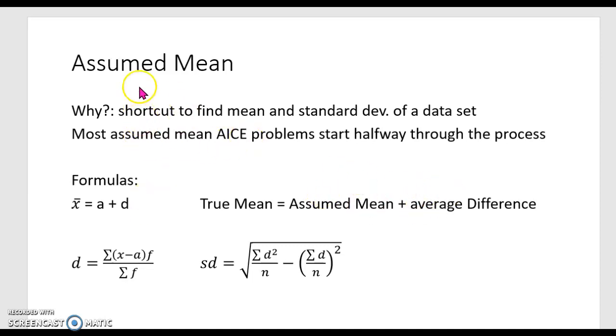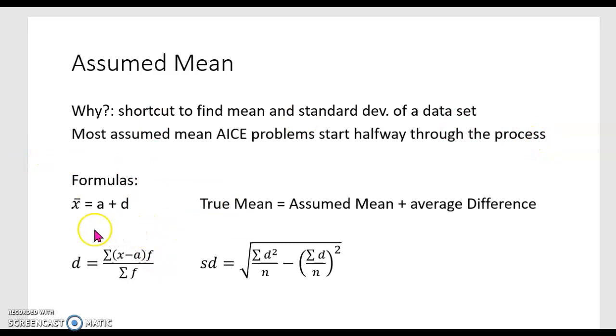Okay, so why are we doing this? The assumed mean is simply a shortcut, an easier way of finding the mean and standard deviation of a data set. The idea is you look at the data values and just estimate a number you think could be the mean. Now, the ACE problems will do this for you, and often they'll give you the assumed mean. But the idea here is it will make the work easier, something you could do by hand if you didn't have a calculator, even though we do have access to the calculator. The ACE problems can be tricky because they kind of start you off halfway through the process, as we'll see.